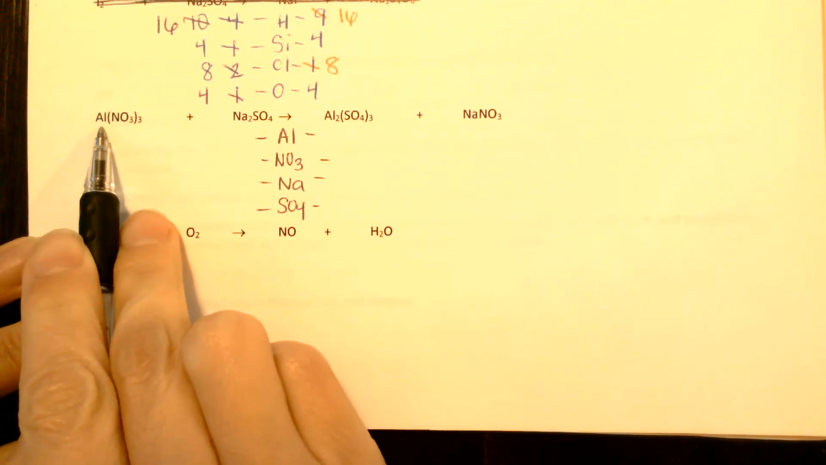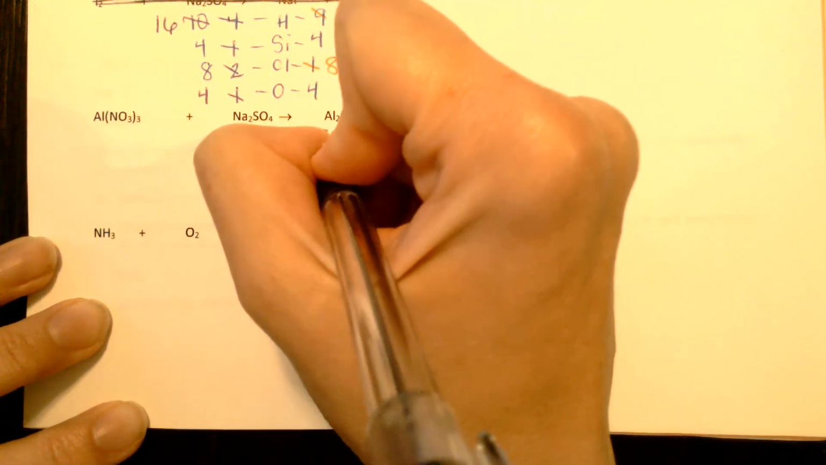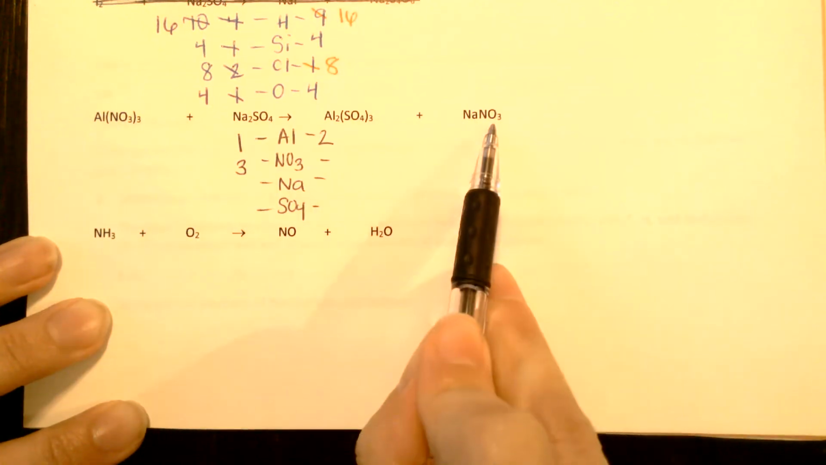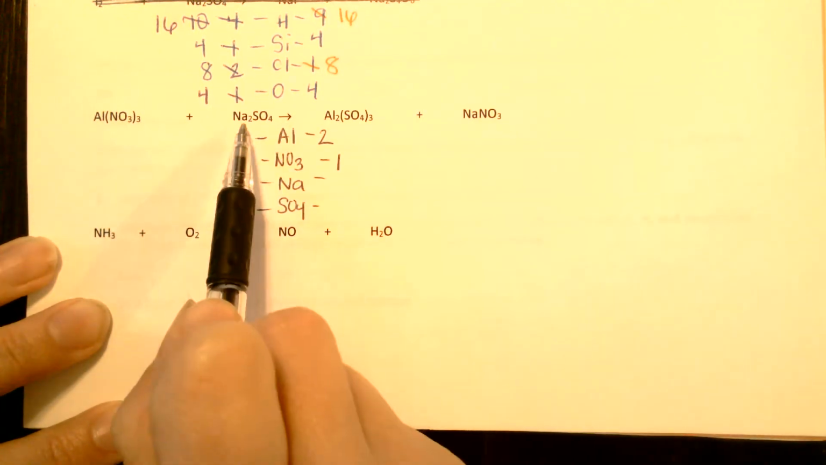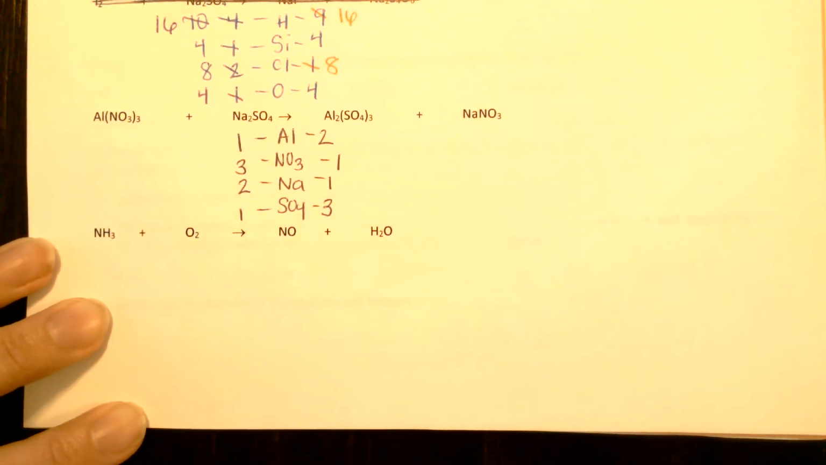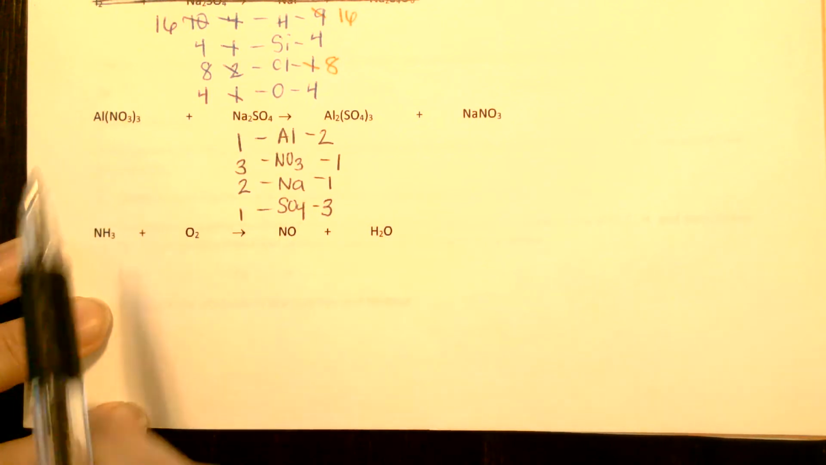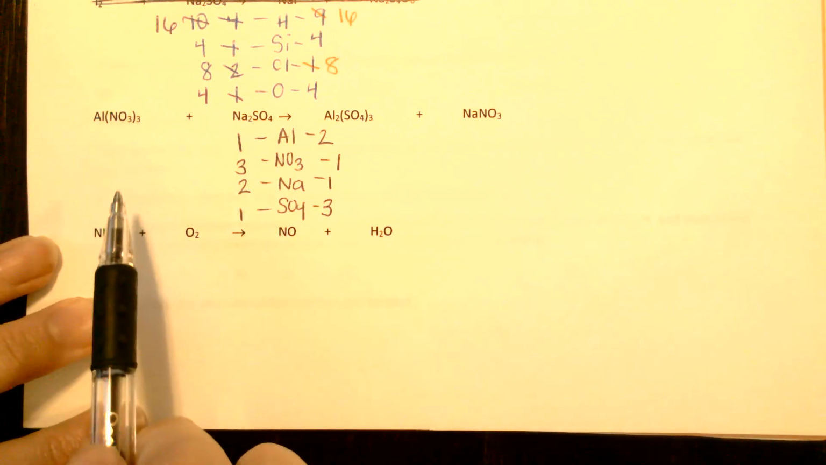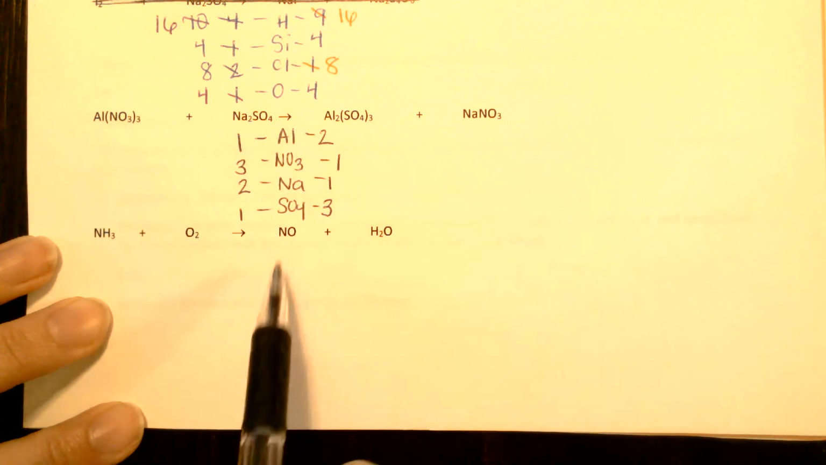Okay, so let's count up what we have. Aluminum here we have 1. Over here we have 2. Nitrate we have 3. Over here we have 1. Sodium we have 2. On this side we have 1. And sulfate here we have 1. On this side we have 3. For this one, it doesn't really matter where we start because we don't really have oxygen, so we can just start at the top and work our way down.